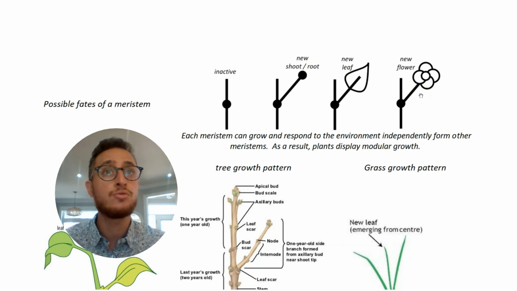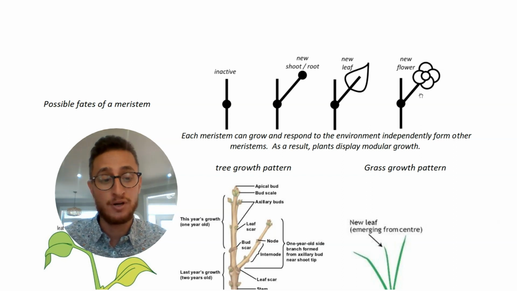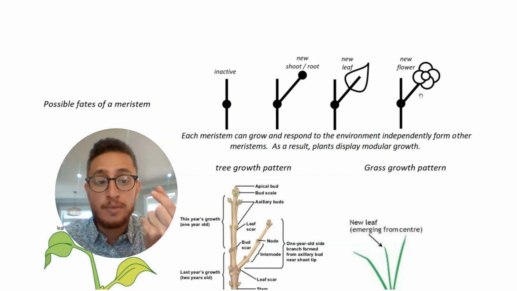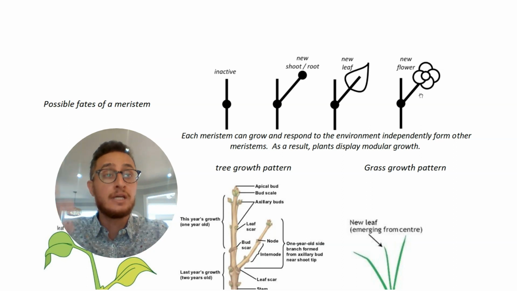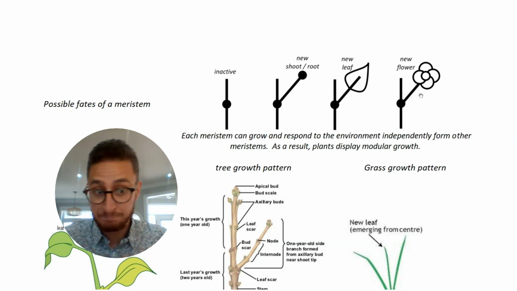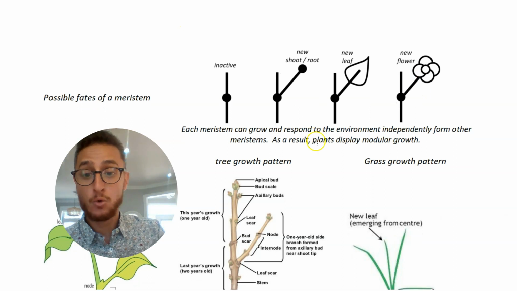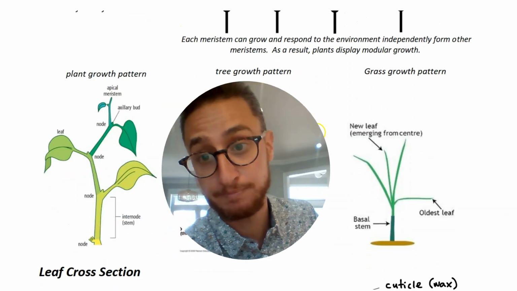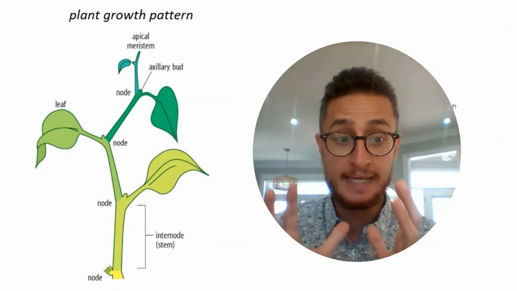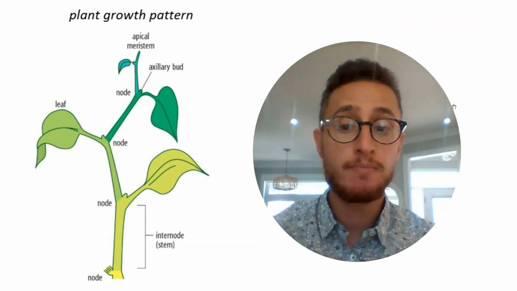And in this way, two individuals with the exact same DNA, two cloned plants, even side by side, may look very different from each other as their individual buds and meristems respond differently to what's going on in the environment. If one bud gets crushed and can't grow, another one will take its place and grow instead. So we call this modular growth. What I mean by modular is that plants grow in these discrete little sections from each meristem.